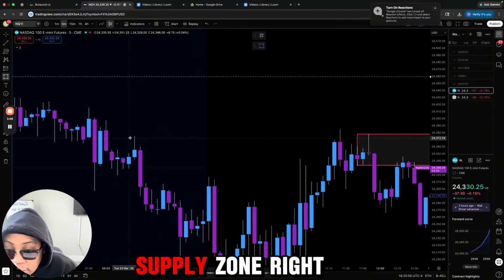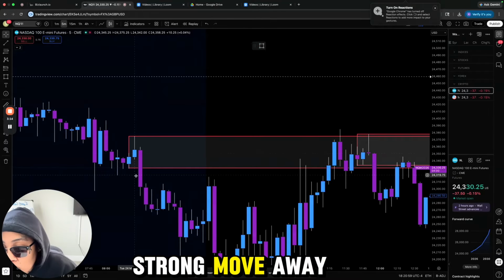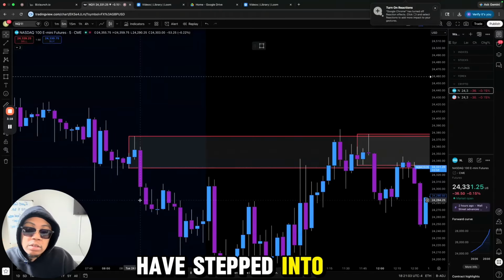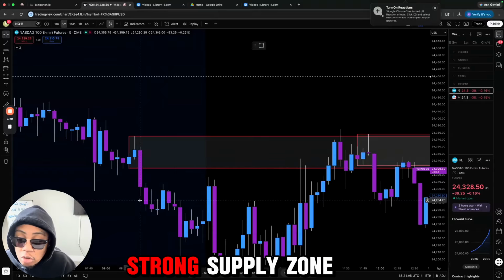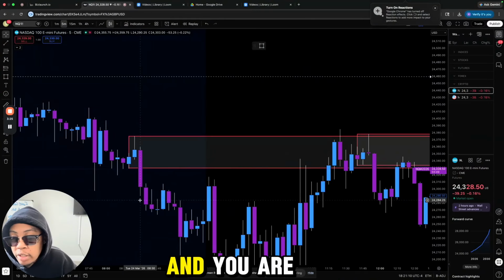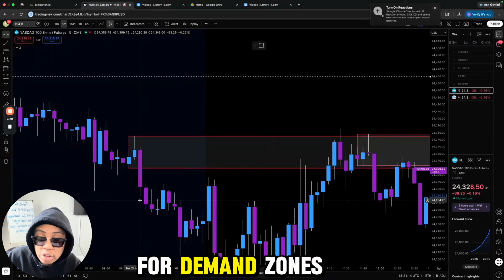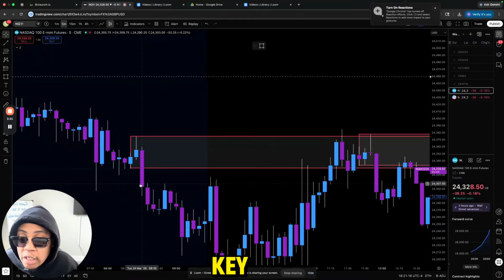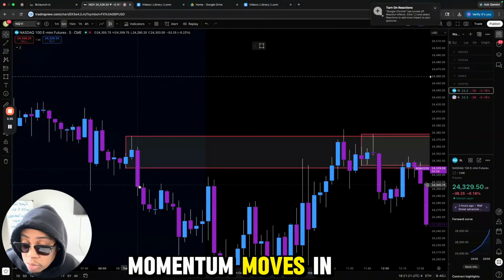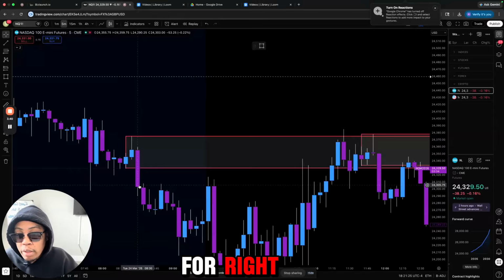This is a supply zone right here. This is a strong move away, pushing down, letting you know that the sellers have stepped into the market, right? This is a strong supply zone. All right. So when you are in the market and you are looking for supply zones and you're looking for demand zones, you want to look for these key strong momentum moves in the market every single time. This is what you want to look for, right?